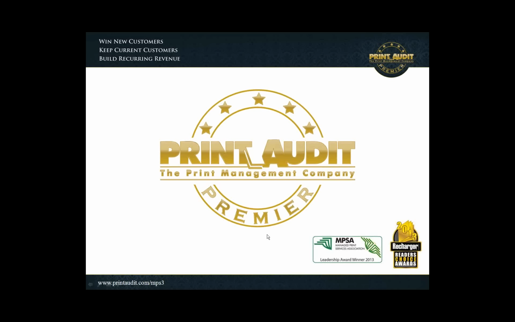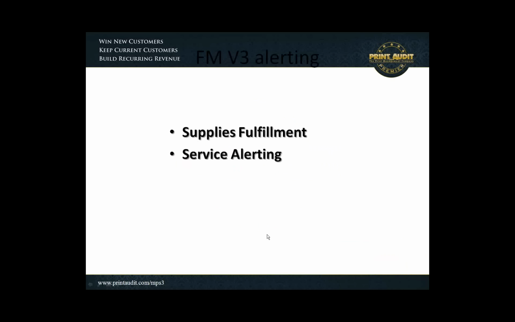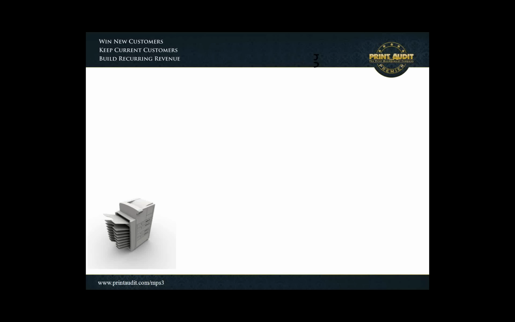So now I hope everybody can see my screen here. I'm just going to start this. There are three fundamental areas that we've improved for you: the supplies fulfillment side of things, the service alerting, and the automation side of things.